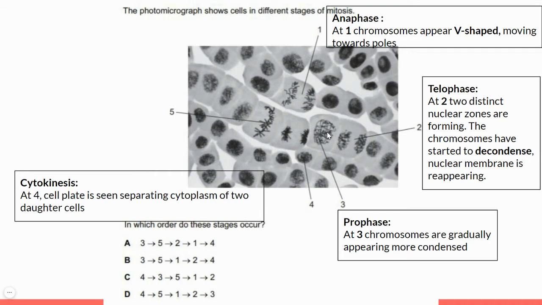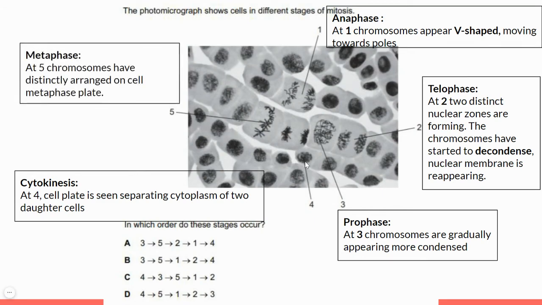4 is cytokinesis. I can tell this is cytokinesis because I can see a cell plate has formed in between these two clusters of nuclear regions, and the nucleus is gradually forming, that is, the nuclear envelope is forming, and chromosomes are no more visible. They again seem like chromatin threads and decondensed, and the cytoplasm has been separated. What is 5? 5 looks clearly like metaphase because all the chromosomes have arranged themselves on the metaphase plate.